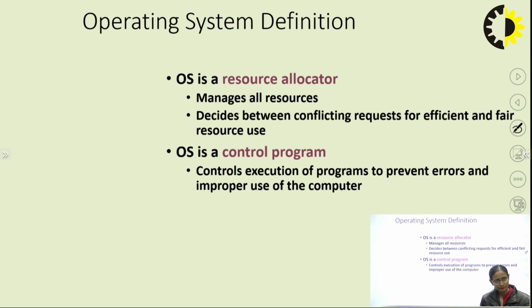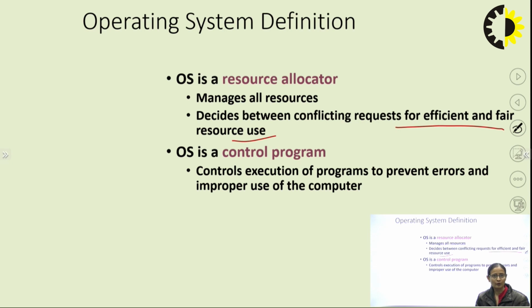By looking at the figure, the OS can be defined in two ways. One is that it is a resource allocator, and second, it is a control program. What does resource allocator mean? It manages all the resources and decides between conflicting requests for efficient and fair resource use. That is, all the resources associated with the system should be efficiently utilized, and it should also be done in a fair manner.